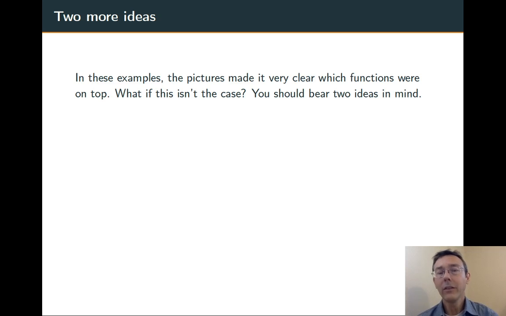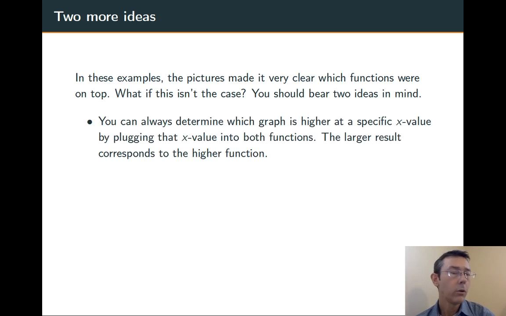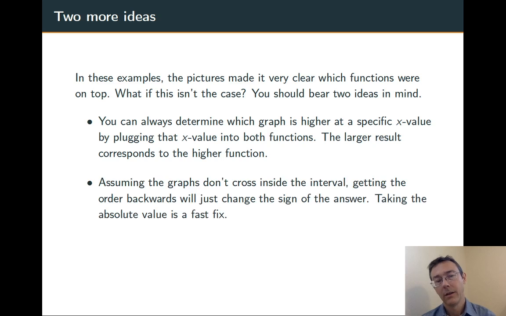Okay, so in these examples, it was very clear from the pictures which graph was on top and which graph was on bottom. What if that isn't totally the case? Two things to bear in mind. First of all, you can always tell which graph is on top at a specific x value just by plugging that x value into both functions. The larger result will be the higher function. Well, that'll be the top curve.